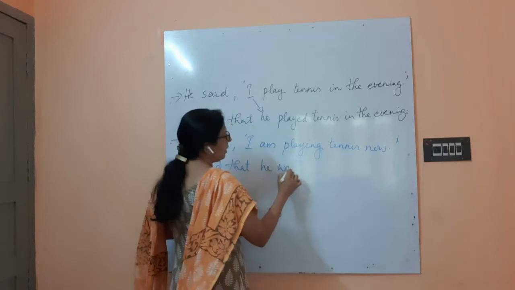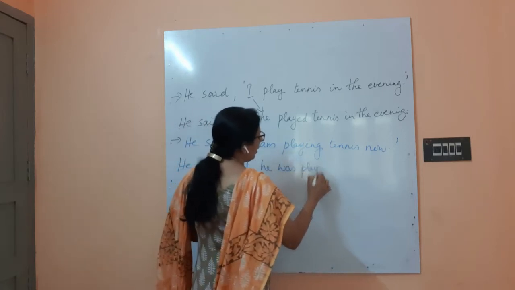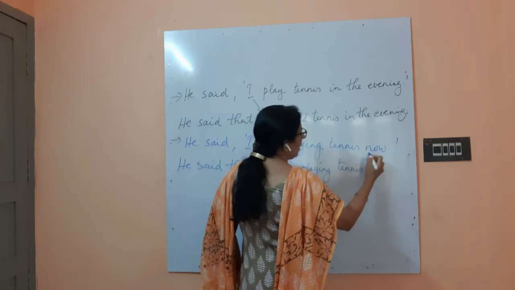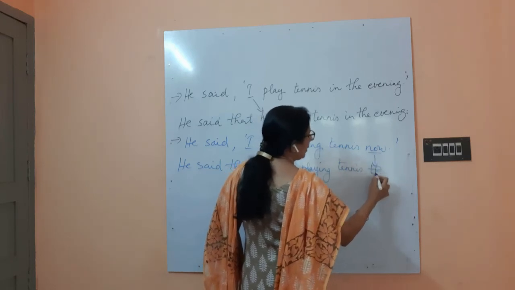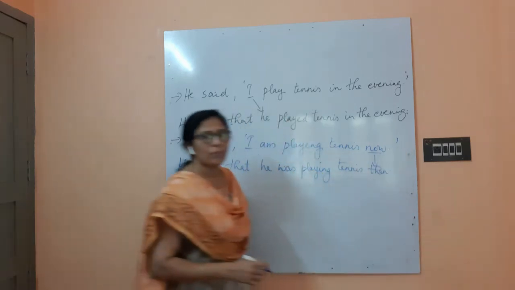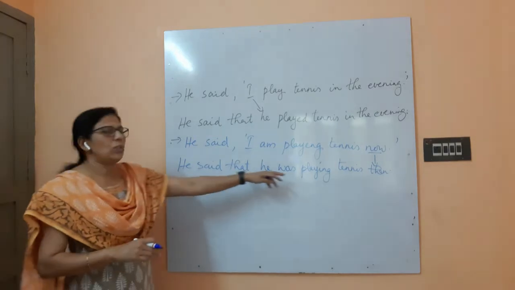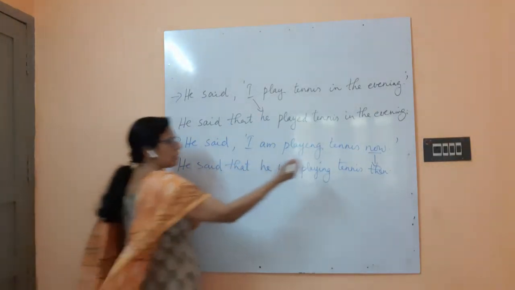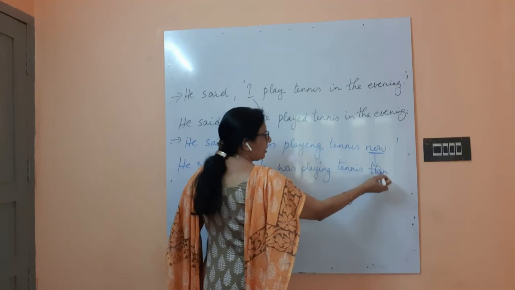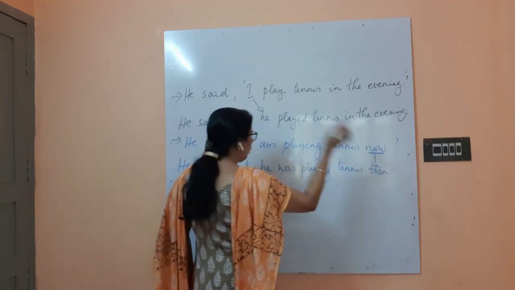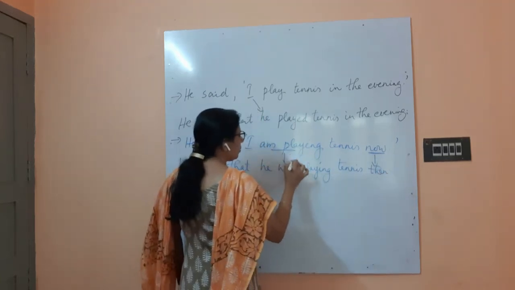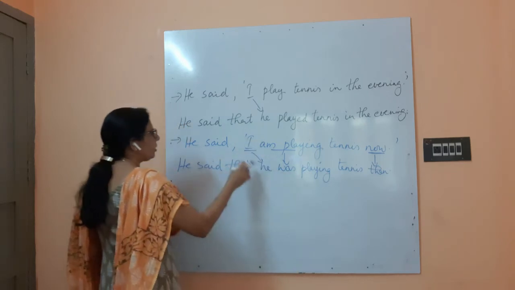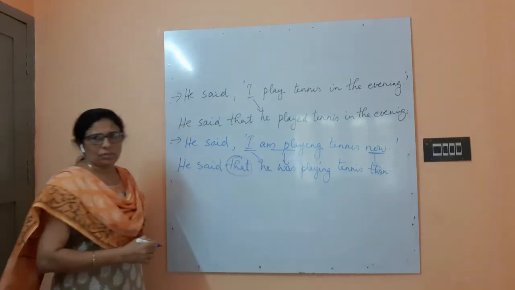So that is why was playing. He was playing tennis. Now we'll change to then. Okay, so he said that he was playing tennis then. Understood the changes? Now the words of nearness change to far, now to then, present perfect to past perfect, and I, first person, to third person, and the conjunction.